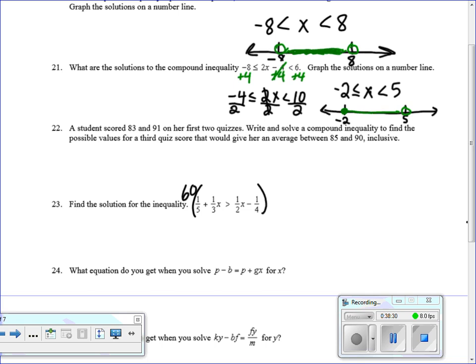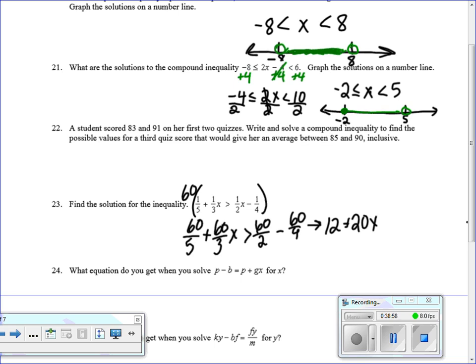So 60 times 1/5 would be 60 over 5. 60 times a third would be 60 over 3. x is greater than 60 over 2 minus 60 over 4. Then simplify. 60 over 5 simplifies down to 12. 60 divided by 3 simplifies down to plus 20x.